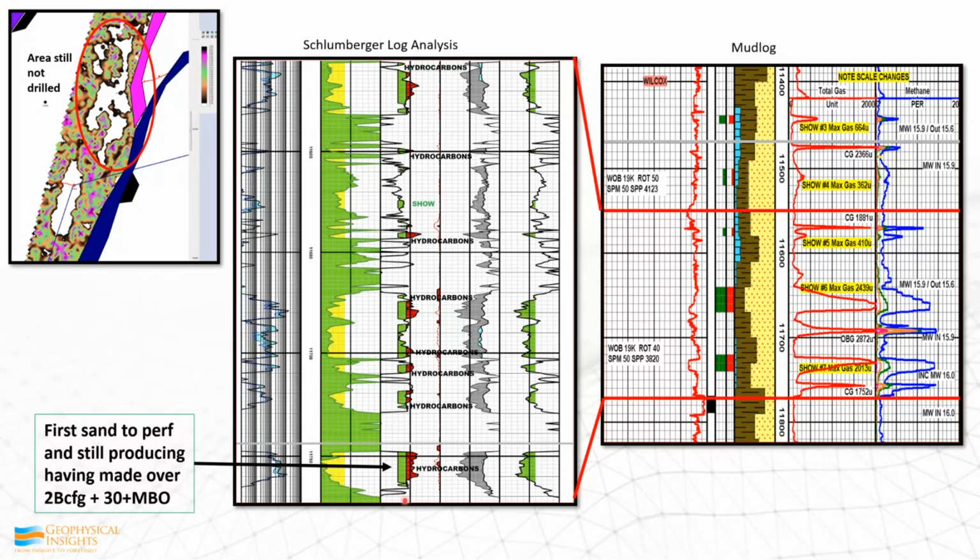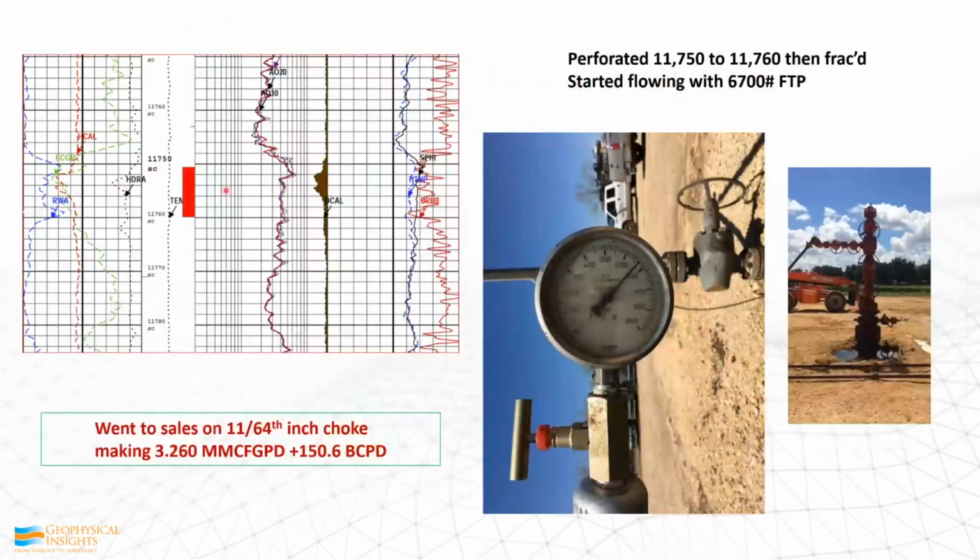This first zone that we perforated, however, is still producing for the last 4 years, and it's made a little bit over 2 BCF of gas and 30,000 barrels of oil. And we have all this stuff to complete in behind pipe. And here's the first zone that we perforated. We went to sales on a 11/64 choke, making 3.2 million a day and 150 barrels of condensate a day at 6,700 pounds of flowing tubing pressure. And I have a little movie here, but I didn't get it started, so it was just the flare and a bunch of noise, so you probably can live without that.